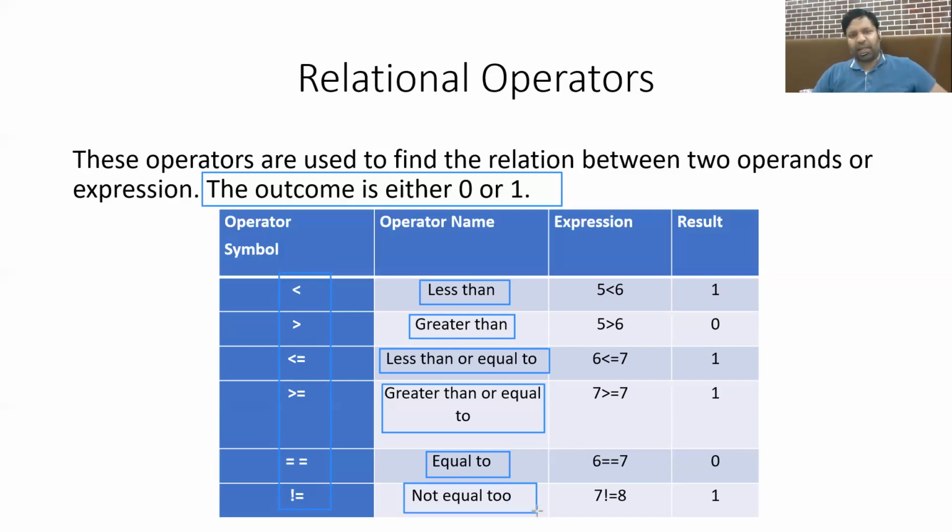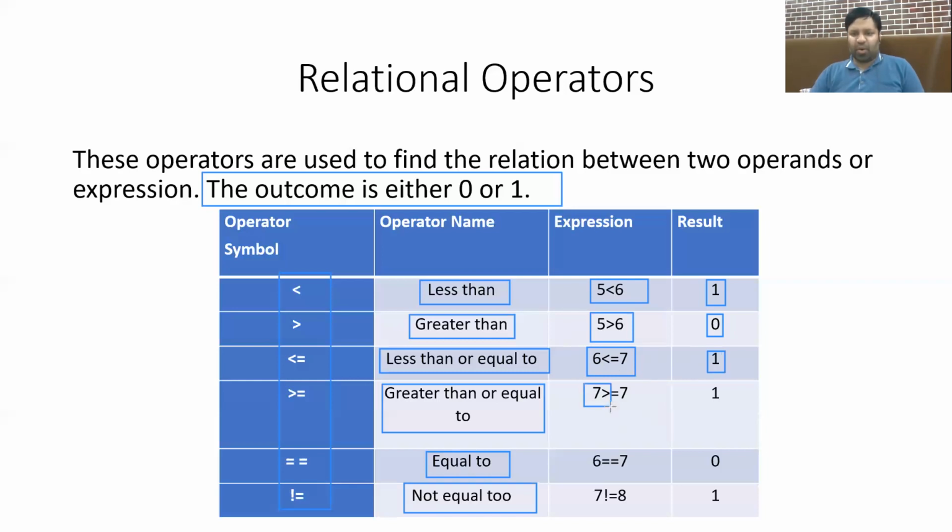Now let's have a look at the example and what is the output. 5 is less than 6 because the symbol is facing towards the 6, or the right hand side. So what does the symbol say? 5 is less than 6. The answer is true, that means 1. 5 is greater than 6, which is not true. The answer is 0. 6 is less than or equal to 7. 6 is not equal to 7, but 6 is less than 7, and hence the answer is 1.